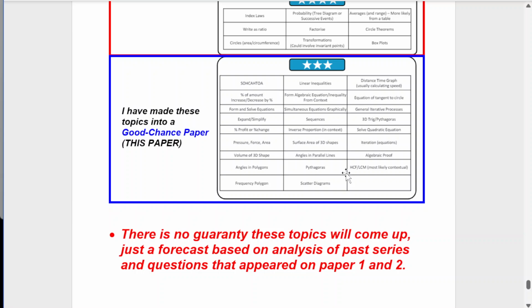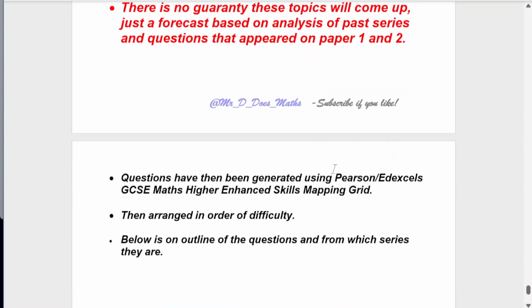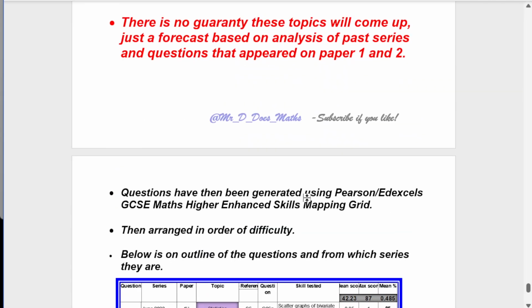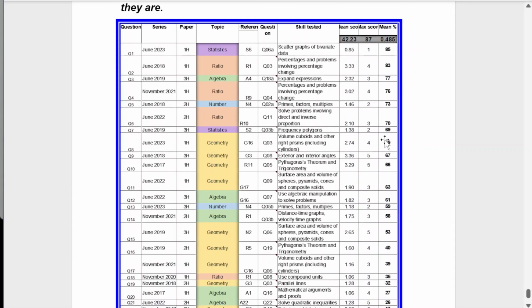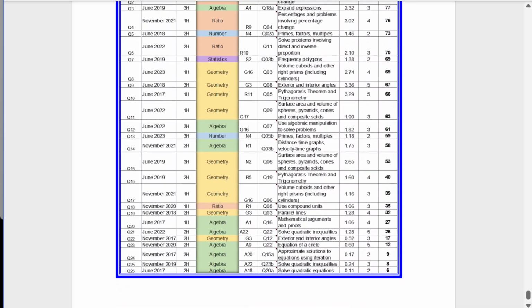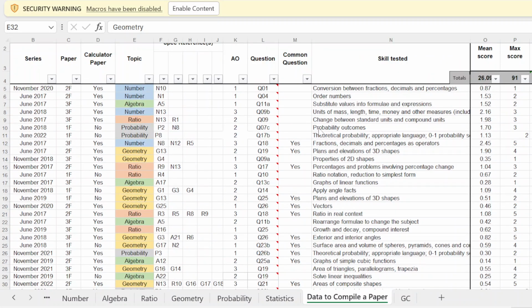It's just forecast based on an analysis of past series of questions and the topics that appeared on paper 1 and paper 2. I took all of the 3-star topics and used Pearson's enhanced skills map to map the questions out. Once I'd done that and covered at least an aspect from each of these, I then arranged it in mean difficulty order, so it built from easiest questions up to hardest questions. Before I sign off, I will just bring up the skills map. Okay, so this was the questions and then arranged in mean difficulty.